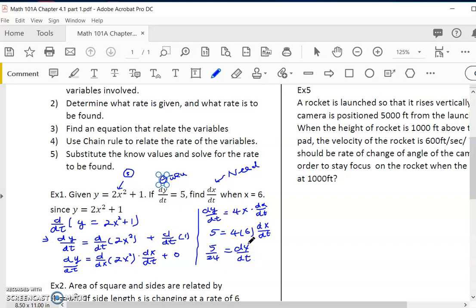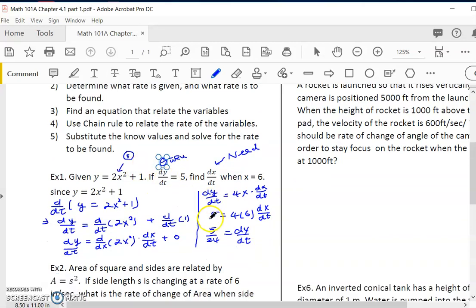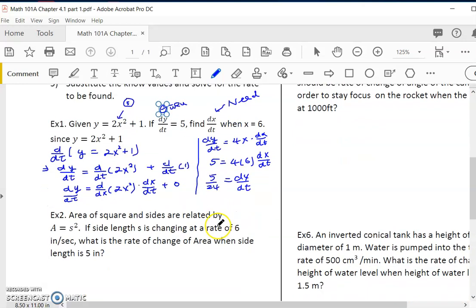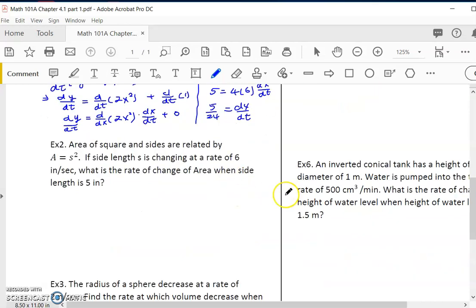Right, so this is the basic one. Depending on how x and y are related, you create a dy/dt and dx/dt equation. After you do that, you plug in all the known values. If you know dy/dt, you can solve for dx/dt. If you know dx/dt, you can solve for dy/dt. And that's our answer: dx/dt is 5 over 24 per whatever units of time they have.